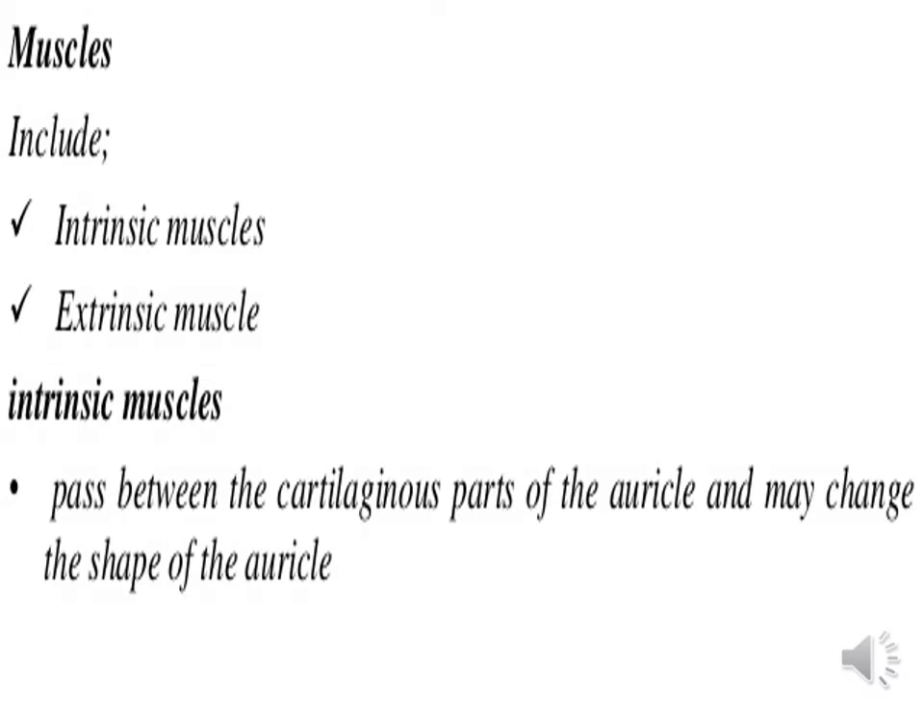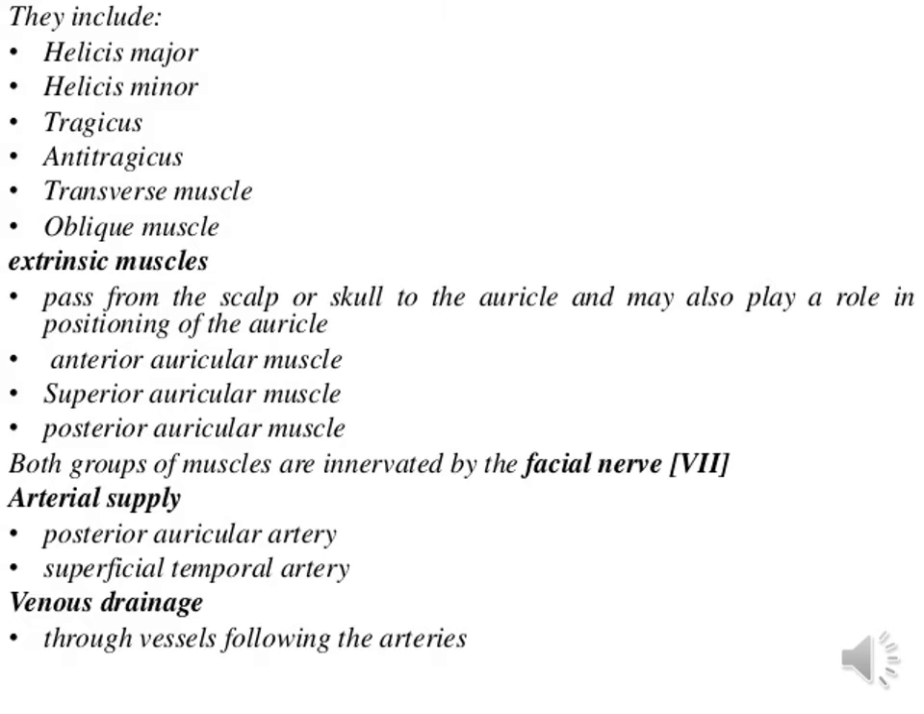The muscles of the auricle. We have two types of muscle in the auricle, either intrinsic muscles or extrinsic muscles. The intrinsic muscles pass between the cartilaginous parts of the auricle and may change the shape of the auricle. They include helicis major, helicis minor, tragicus, antitragicus, transverse muscle, and oblique muscle. The extrinsic muscles pass from the scalp of the skull to the auricle and may also play a role in the positioning of the auricle.